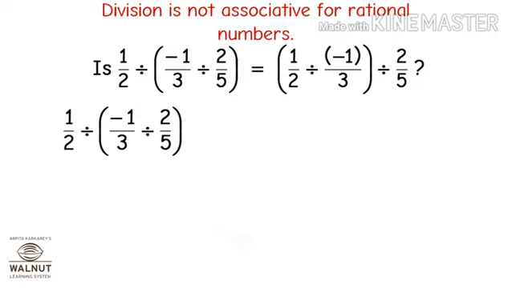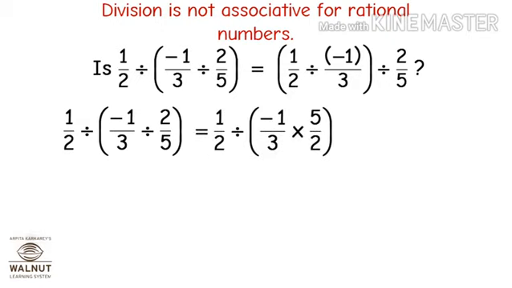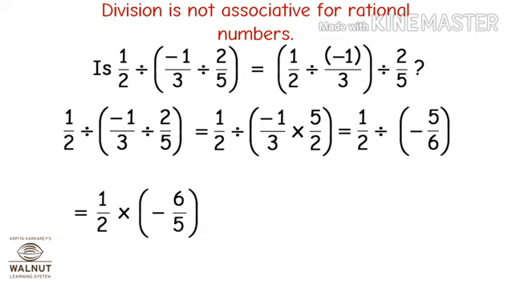1 upon 2 divided by (minus 1 upon 3 divided by 2 upon 5) in brackets is equal to 1 upon 2 divided by (minus 1 upon 3 multiplied by 5 upon 2) in brackets is equal to 1 upon 2 divided by minus 5 upon 6 is equal to 1 upon 2 multiplied by minus 6 upon 5, which is equal to minus 6 upon 10.